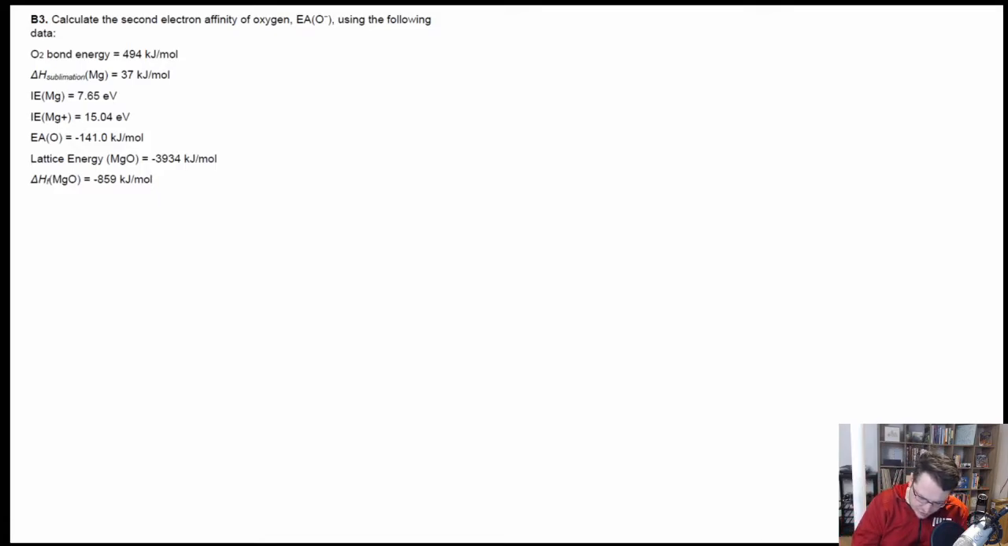So if we draw that out, what we have is magnesium solid plus O2 gas forming magnesium oxide solid. We start off with O2 gas, but we're only going to have one oxygen in there, so we only need half the amount of oxygen in this case. And this is simply the delta H of formation of magnesium oxide, which we're given. Now we just work our way through the same way that we were doing for A3.